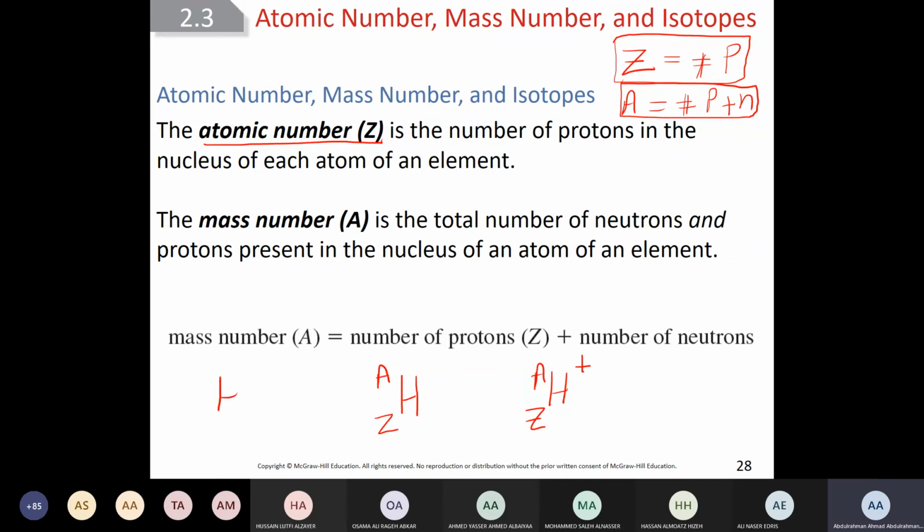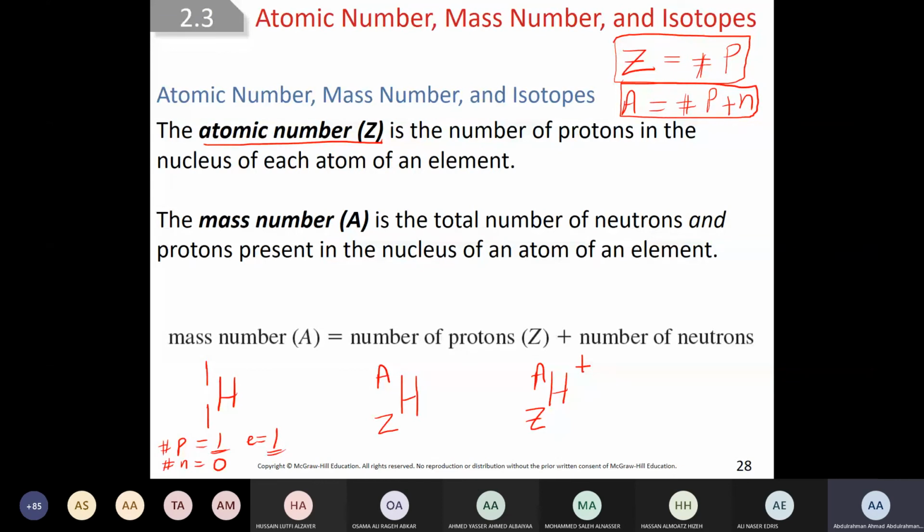If I write H, 1, 1, and 0, then in this element, how many protons? 1. How many neutrons? 0. Why? Because the mass number is 1. Exactly. What's the number of electrons? 1. There is no charge. The number of protons must equal the number of electrons.